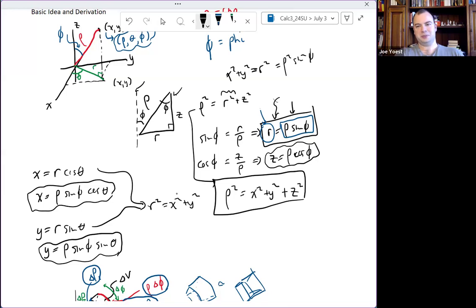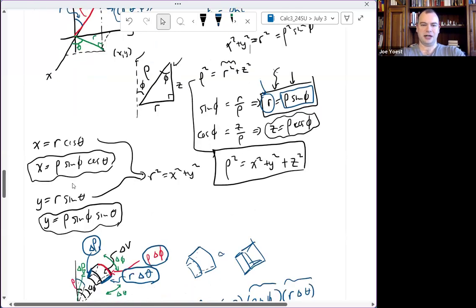So I can use my knowledge of polar coordinates to help me out here and write this a little more simply. I could also have gotten it from here, right? x squared plus y squared, I factor out a rho squared sine squared phi and get cos squared plus sine squared theta. I could have done that as well, but that's a little more work than just using r equals rho sine phi directly.